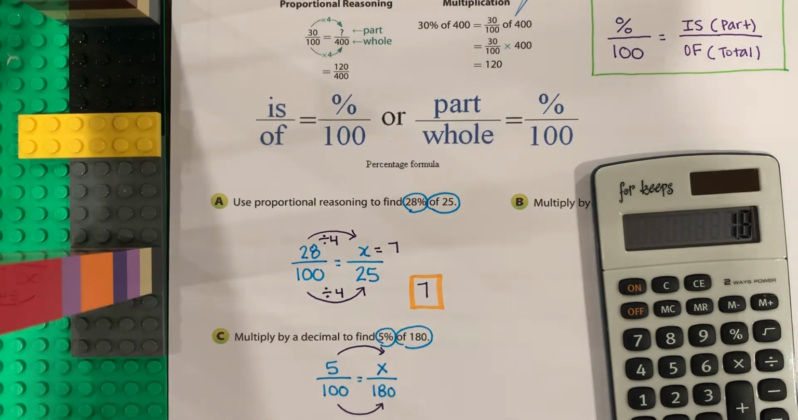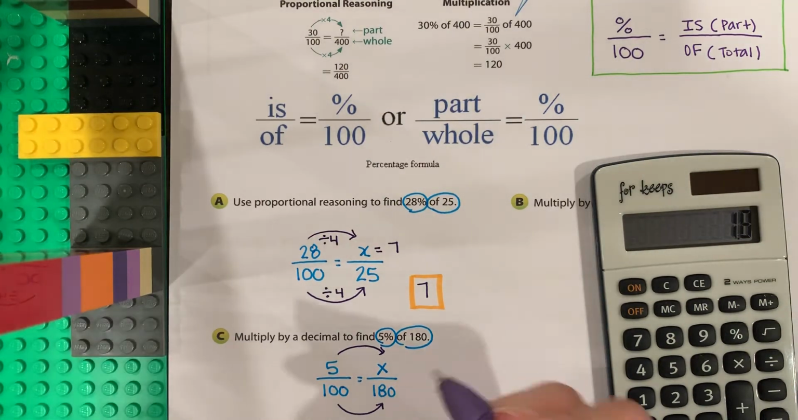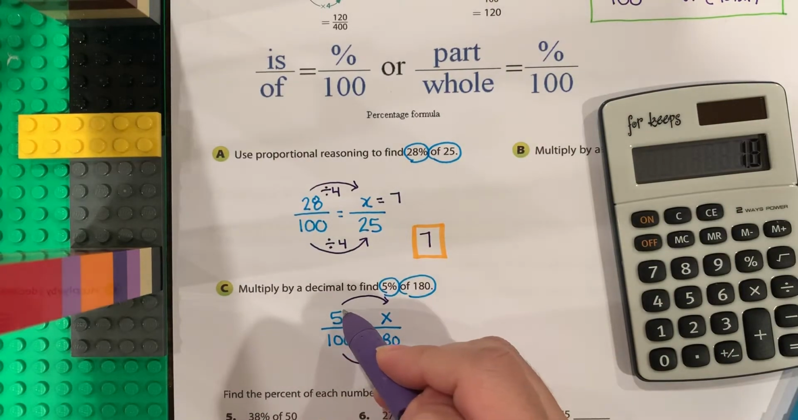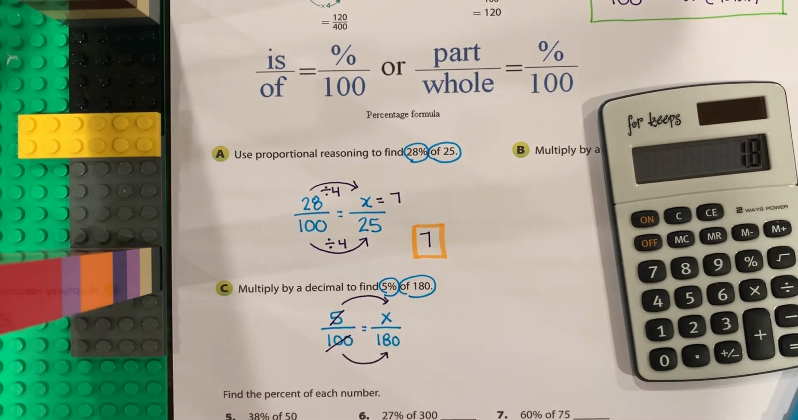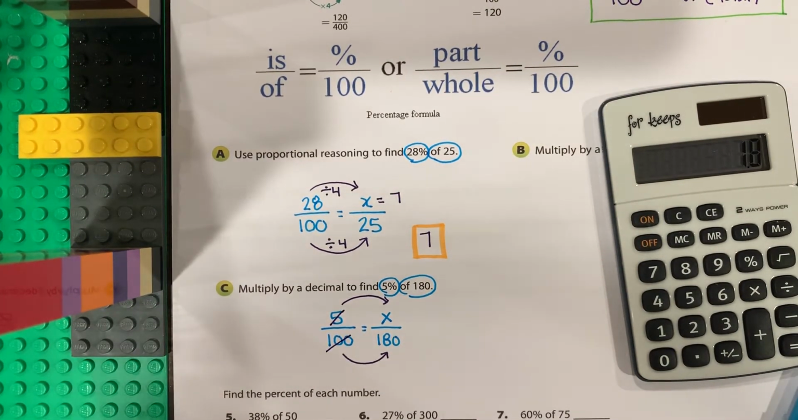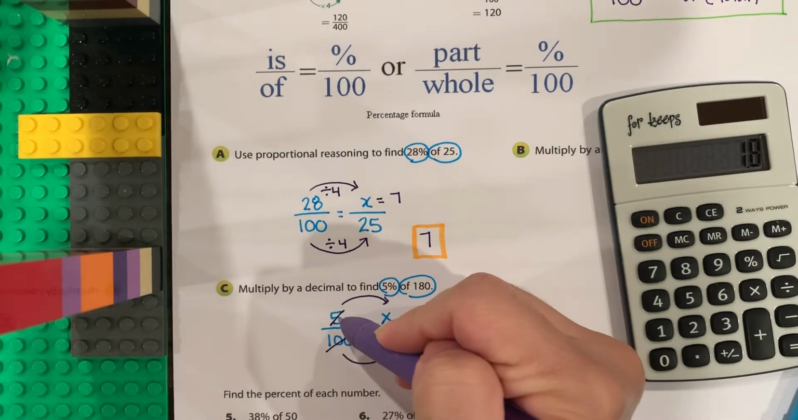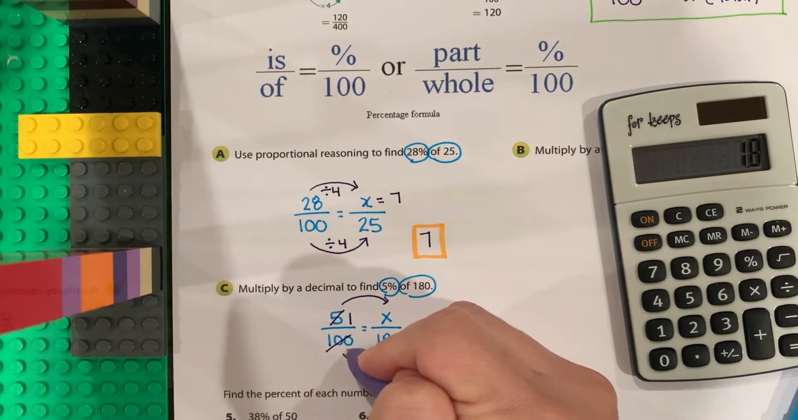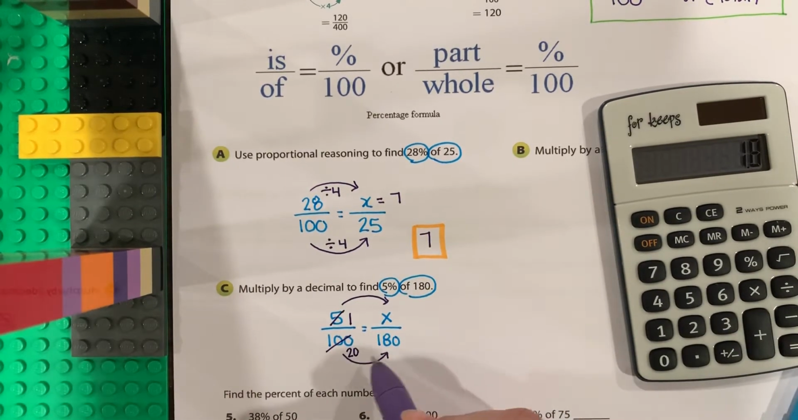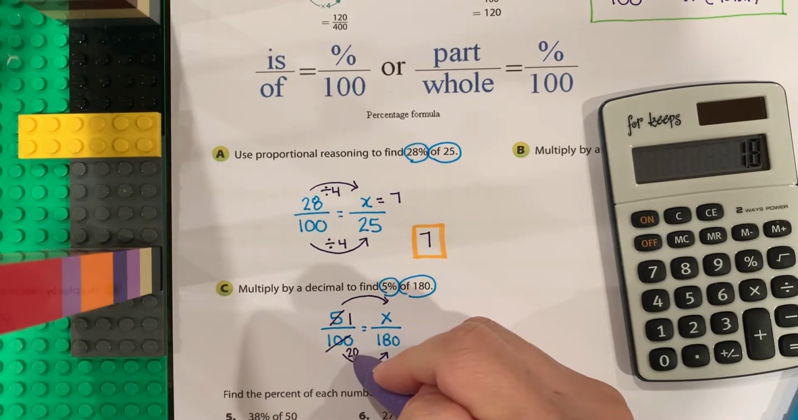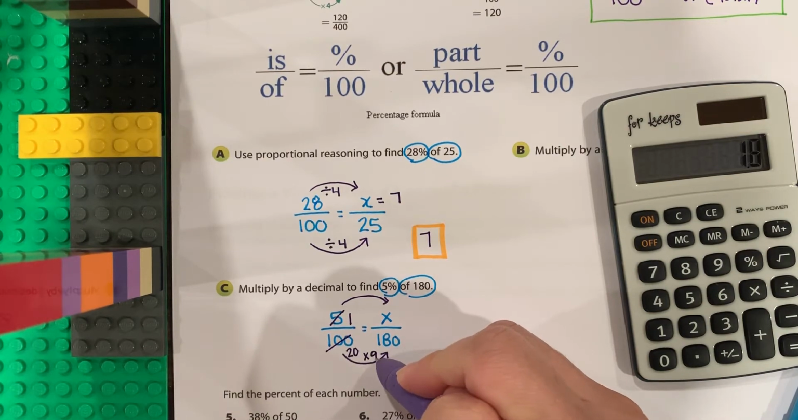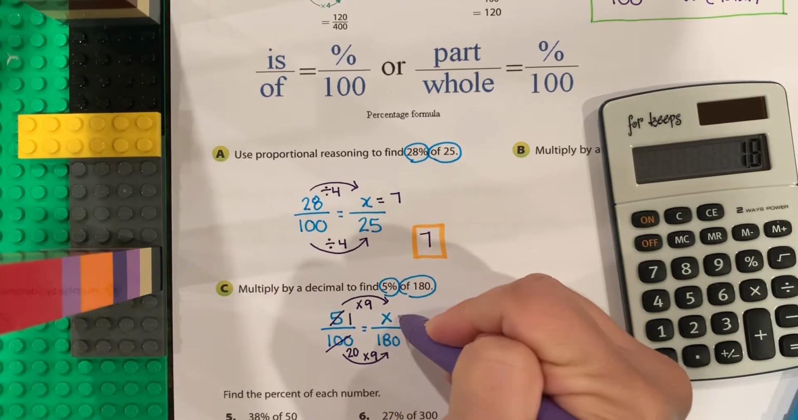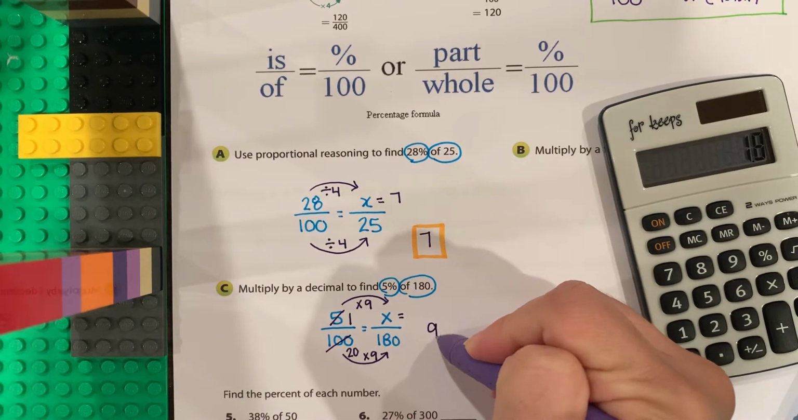But before doing that, I am actually going to do something else, which is simplifying the fractions. I have a 5 and 100, so I'm going to simplify by a common factor, which is 5. If you divide 5 by 5, you get 1, and 100 divided by 5, you get 20. Then 20 times 9 equals 180. So if you do 1 times 9, you get the answer, which is 9.